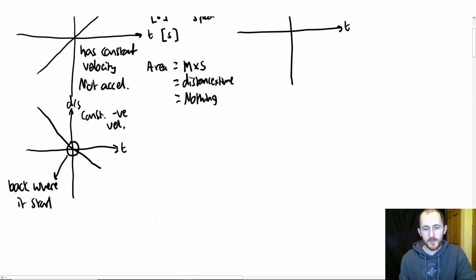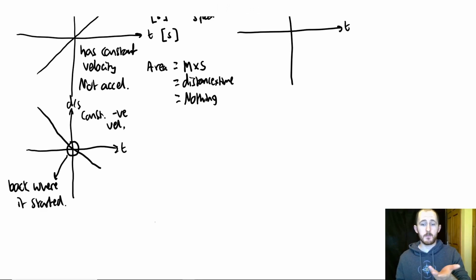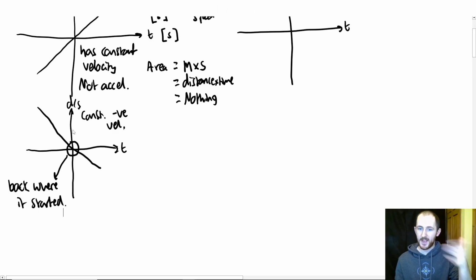And again, you can try and think of some situations in which this might occur, where you have a constant negative velocity or constant positive velocity. It's not dropping something, okay? Because if you're dropping something, it's going to be accelerating. Keep in mind, they can get a bit more complicated than this. So at the moment, it's going straight through the origin.